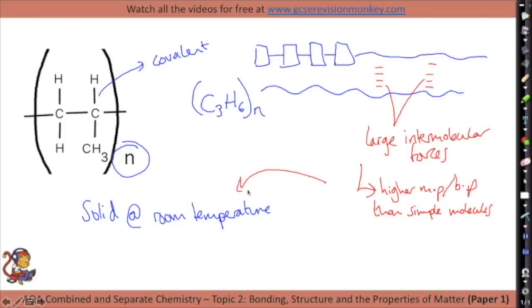Hence why a lot of them are solid at room temperature compared to a gas, but they're still much lower than something like an ionic bond or a covalently bonded structure. So larger intermolecular forces between the polymers, giving them a higher melting point and boiling point.